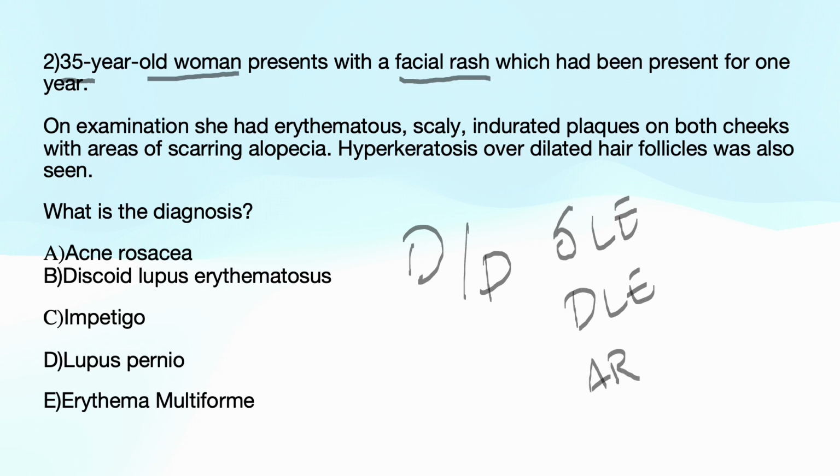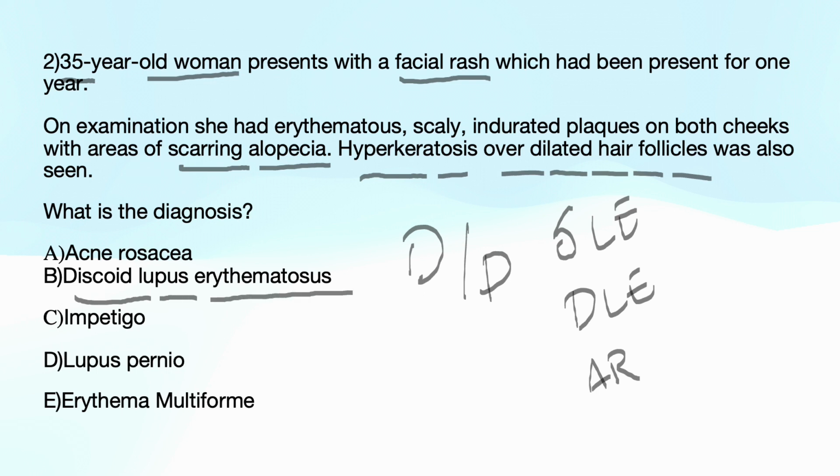And she had erythematous scaly indurated plaques on both sides. And see here, there is a scarring alopecia and hyperkeratosis over dilated hair follicles. Not everything will cause scarring alopecia. Among all these things, the thing that will cause scarring alopecia is nothing other than discoid lupus erythematosus.